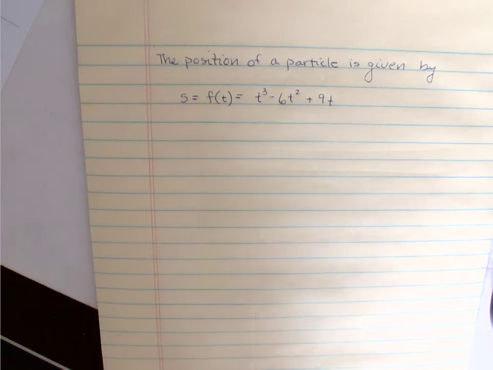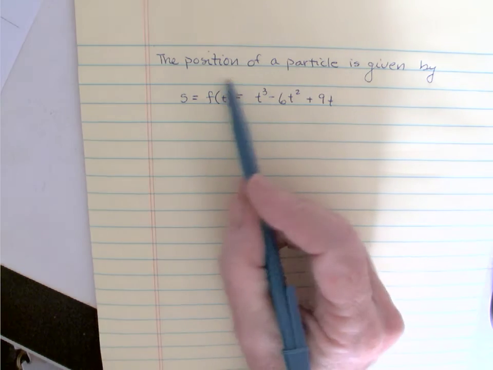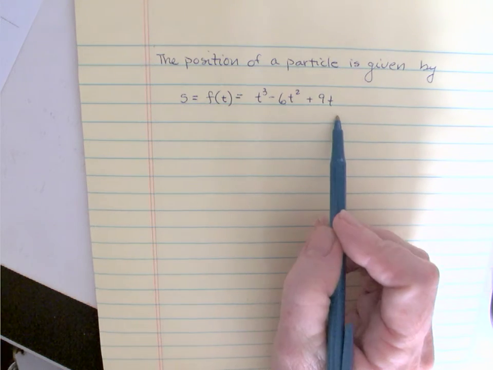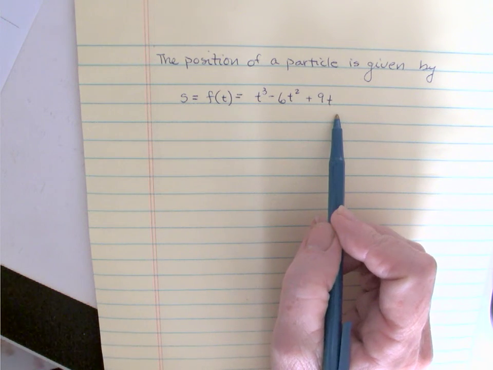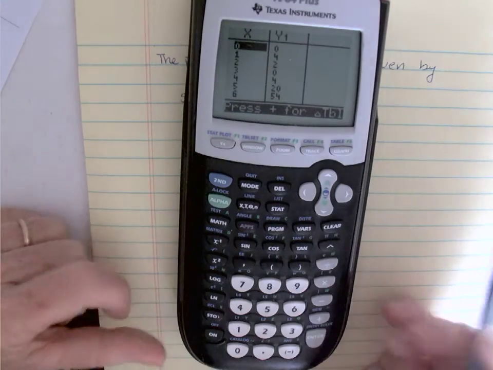I am going to do an example from the textbook which might prepare you for question number 1 on your homework tonight. So this is on page 221, and here's what it says. The position of a particle is given by this, which is kind of a curious situation. But I typed this into my calculator, and I came up with these numbers.